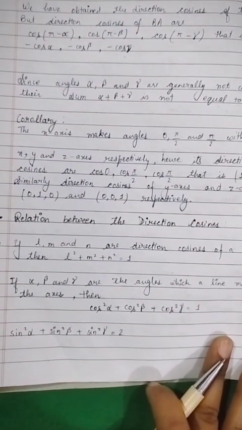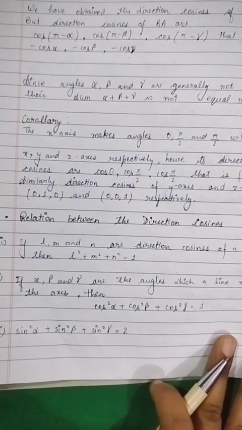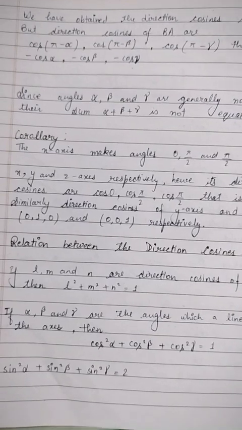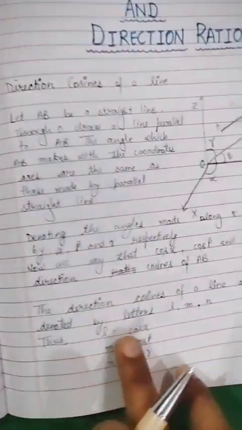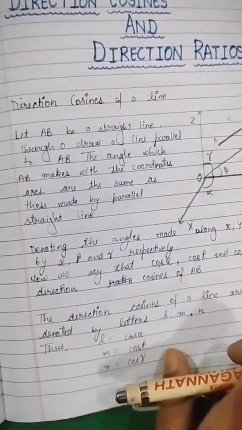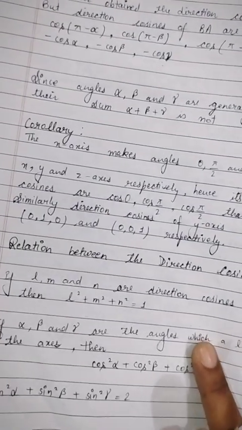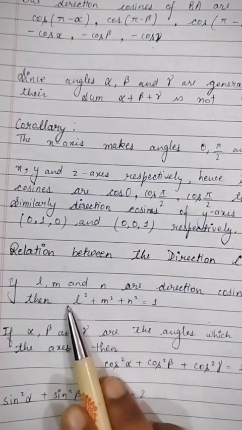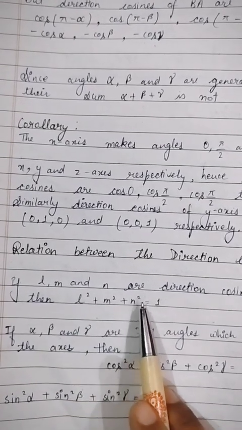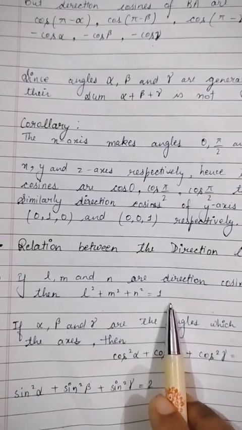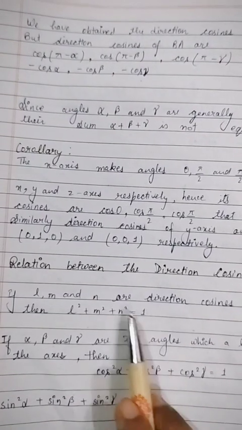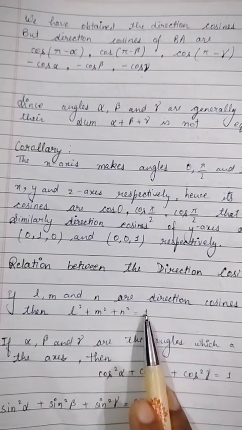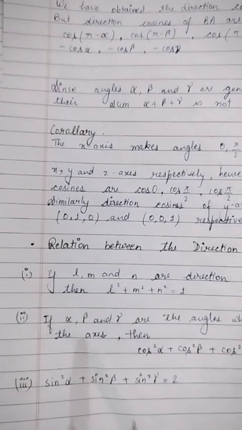Now we will come up to the relation between the direction cosines. Previously we have just read that l, m, n are the direction cosines of a line. Now we are going to learn about the relationship between them. Basically, l square plus m square plus n square is equal to 1. If we take the square of all the direction cosines and add them up, we will get 1.